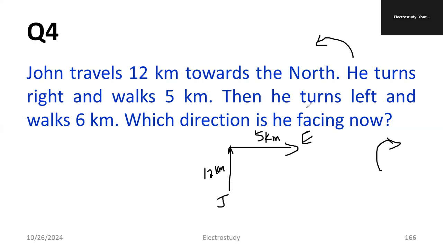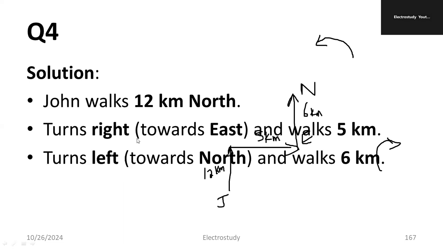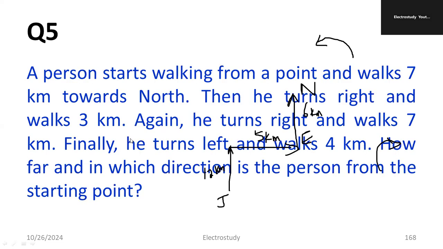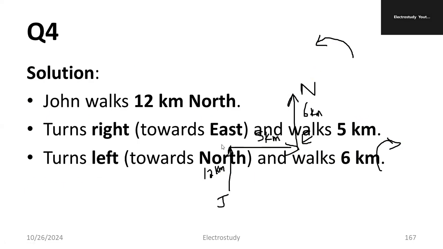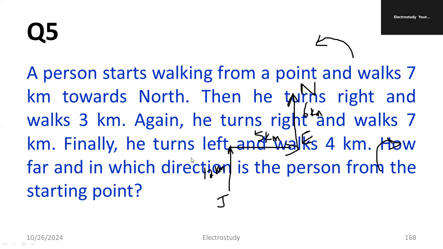Then he turns left. Now we have the anti-clockwise direction and the clockwise direction. So now he turns left and walks 6 kilometers. Which direction is he facing right now? You can check it. Of course, he's facing towards the north direction only. Okay, north direction. That will be the right answer.